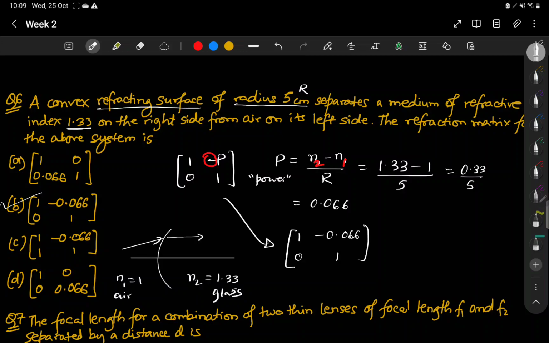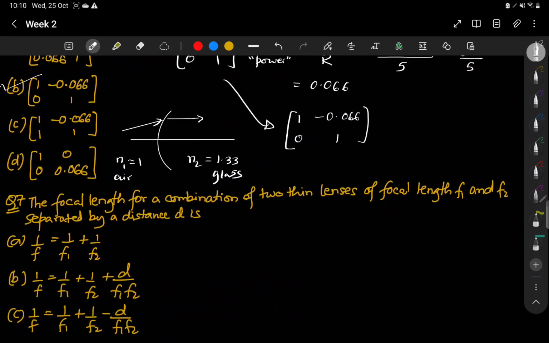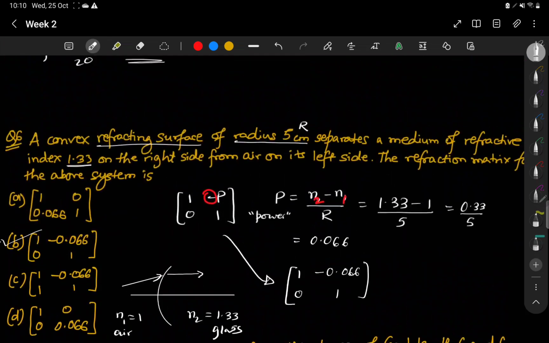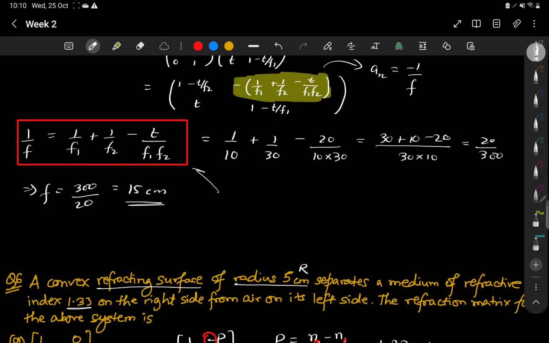Again, we are asked to find out the refraction matrix. And we know for a refracting surface, the matrix is given as follows, where T is the power. Power meaning N2 minus N1 over R. The focal length for a combination of two thin lenses of focal lengths f1 and f2 separated by a distance d is what? We just found out from this expression.